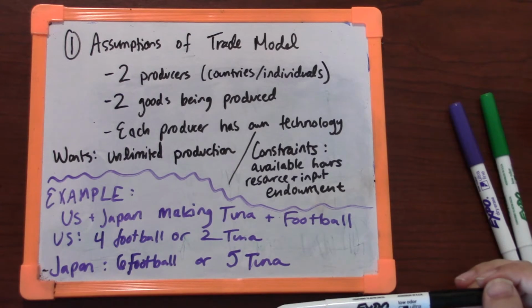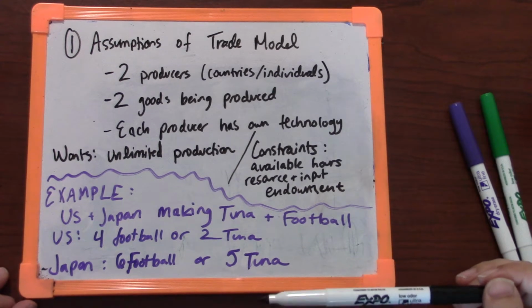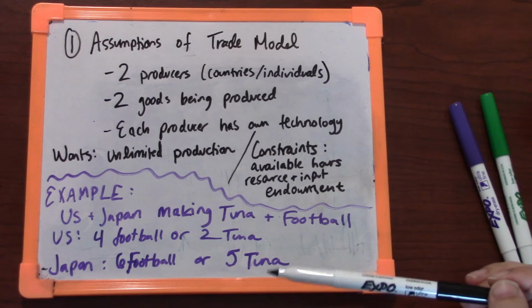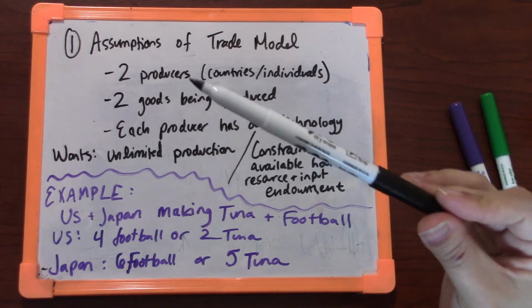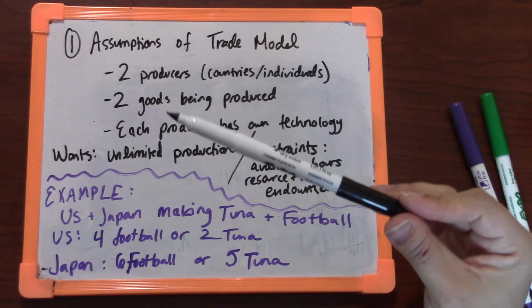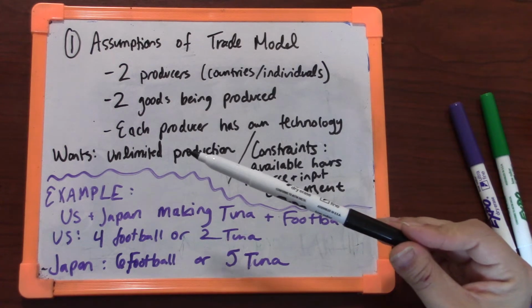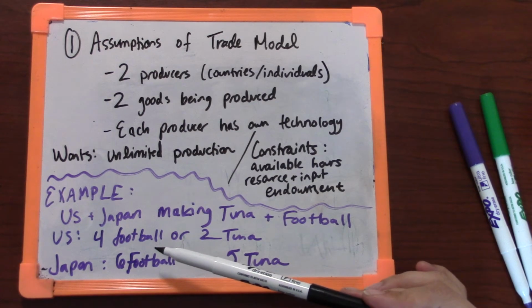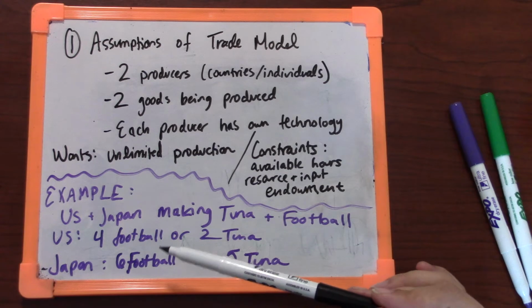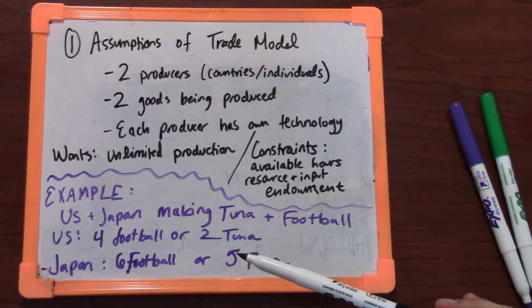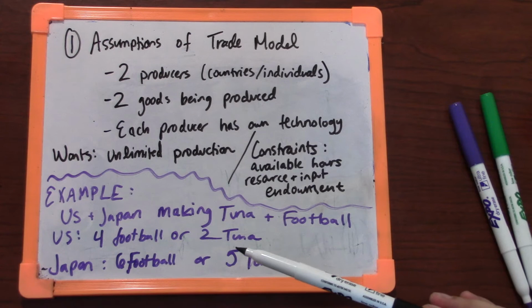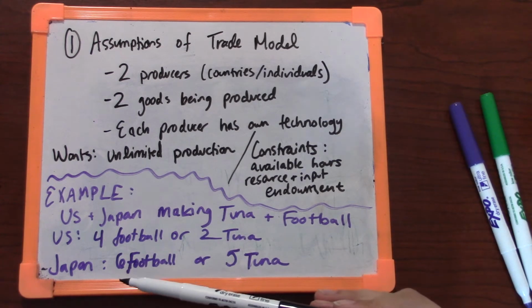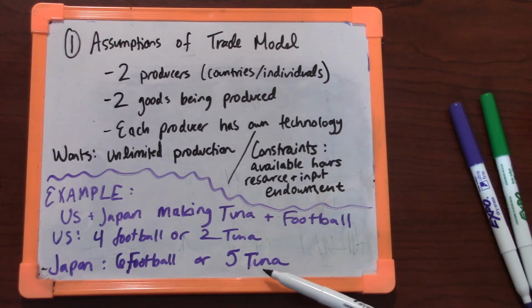So I'm going to do an example of international trade where we have 2 countries, the US and Japan, and they're making tuna and football. So 2 producers, the US and Japan. The 2 goods being produced are football and tuna, and they each have their own technology. So the US uses all their resources. They can either make 4 footballs, or 2 tuna, right? These are clearly small numbers. We like to avoid zeros when we can in this class. And Japan, similarly, if they use all their resources to produce football, they can make 6 footballs or 5 tuna, okay? So that would be the setup.